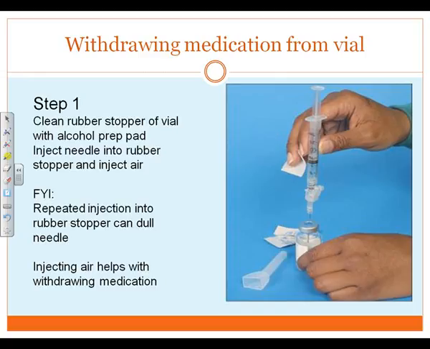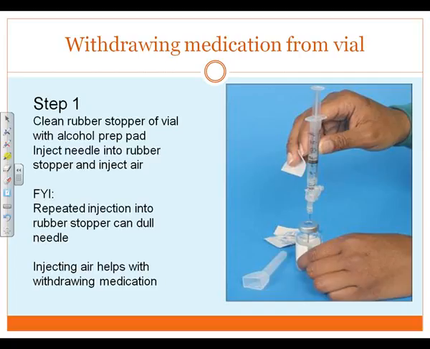Just FYI, repeated injections into that rubber stopper. So let's say you drew some medicine out but you didn't get enough, so you had to go back and draw again, but then you got air in it, so you had to go back again. Every time you put that needle through that rubber stopper, you are dulling that needle. And you want to make sure that you're giving an injection with a sharp needle, because it's going to be less painful. So if you're having to go through that rubber stopper several times, then you may want to change your needle before you go to give it. Okay? Just FYI. Makes it a lot easier for the patient and for you.